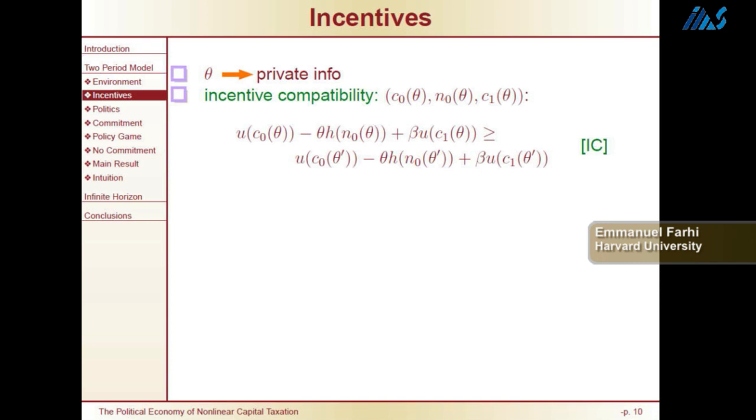And I'm going to be navigating between characterizing allocations as the result of a mechanism design problem, and explicit implementations with nonlinear taxes. The kind of implementations I'm going to look at are going to be enough to decentralize any of the equilibrium allocations that appear in the game. They are very simple: a nonlinear tax on labor, a nonlinear tax on capital.